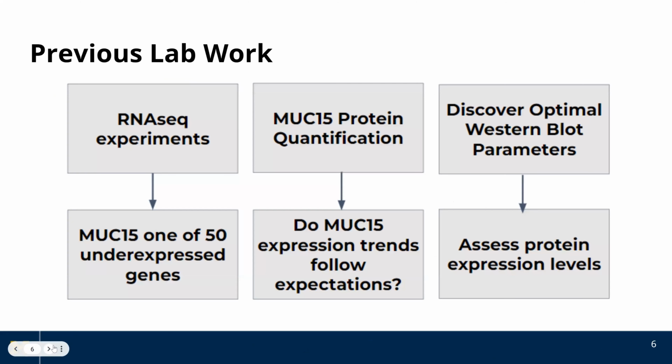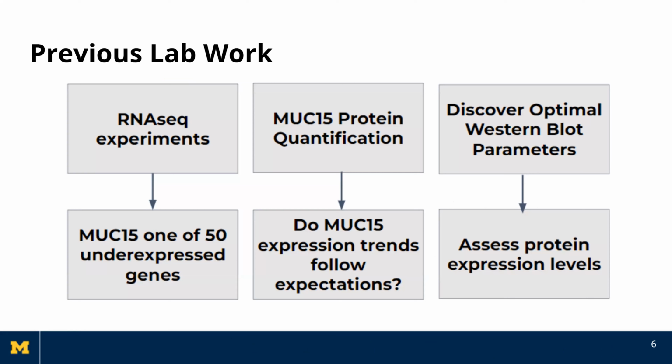Previously, we've done work with RNA-seq experiments, which has shown that MUC15 is one of 50 underexpressed genes in ovarian cancer, which means that when MUC15 is not expressed, it allows for the promotion of that signaling cascade. And so this allows for the metastasis.